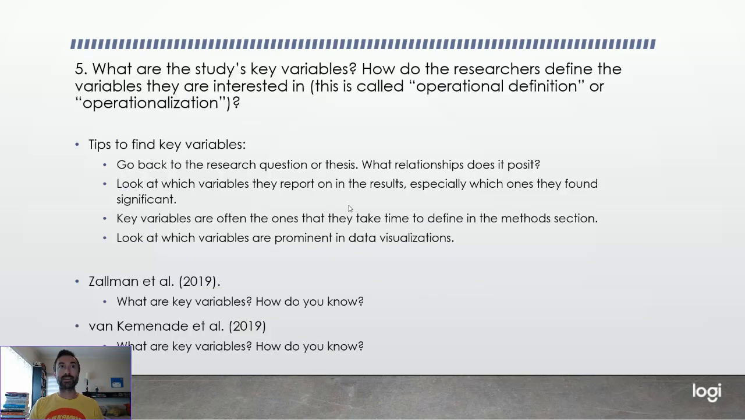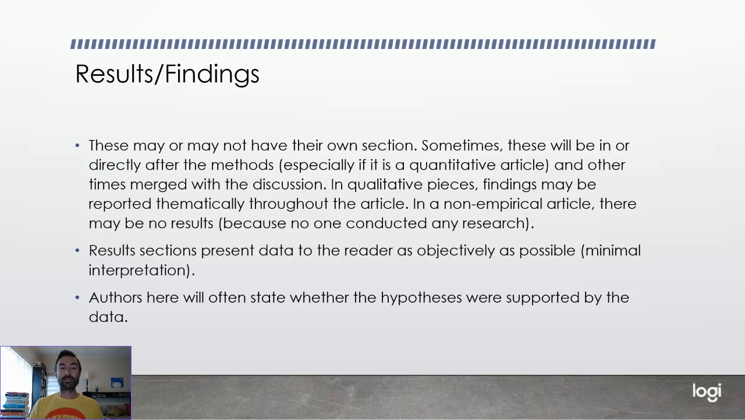Next, let's talk about the results, which is often called the findings section. If you see findings, that's the results. Or if you see results, that's the findings. This may or may not get its own section depending on the article. Sometimes the results will be in or directly after the methods section, especially if it is a quantitative article, and other times it is merged with the discussion. In qualitative pieces, findings may be reported thematically throughout the article.